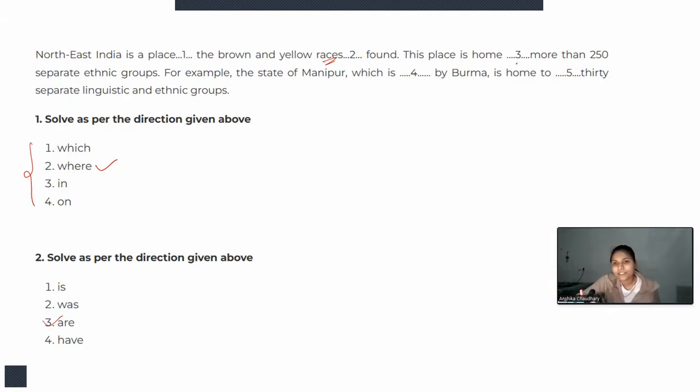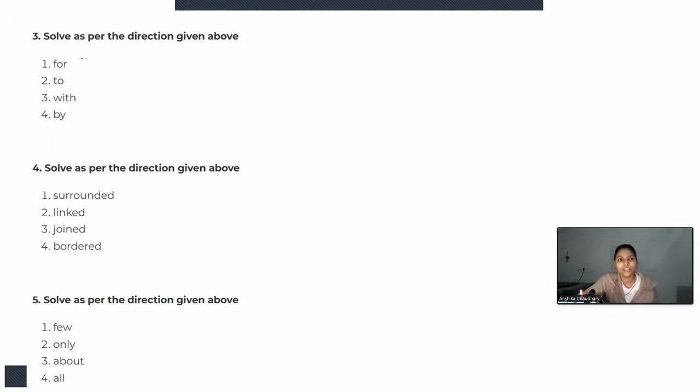Now, this place is home to more than 250 separate ethnic groups. Which place? We are talking about Northeast India only, right? This place is home to more than 250 ethnic groups, because here we have to form a connection, that this place has a connection with more than 250 ethnic groups. So it should be "home to." Let's see the options available here. "Home to" will define the proper connection or belongingness to the place, so "to" is the answer, right?